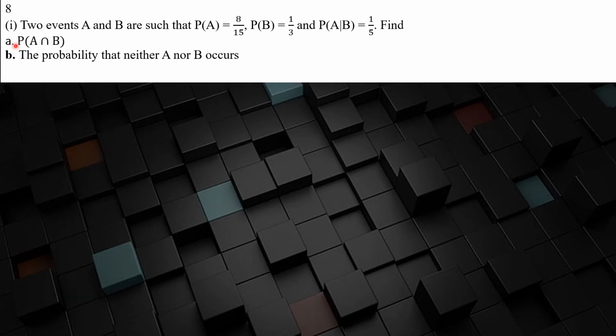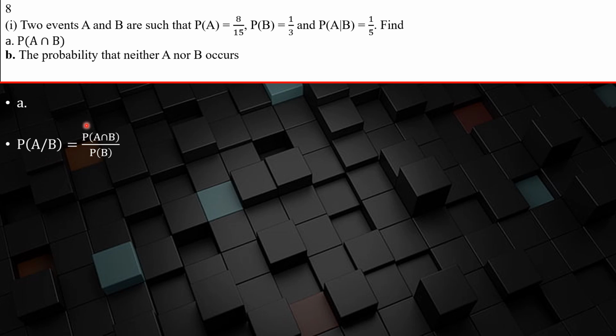Okay, so we have two events A and B such that P of A equals this, P of B equals that, P of A given B is that. Find P of A intersection B, and the probability that neither A nor B occurs. So the first part is we want to look for P of A intersection B, but we know how to get P of A given B.